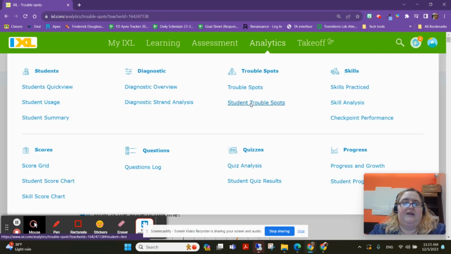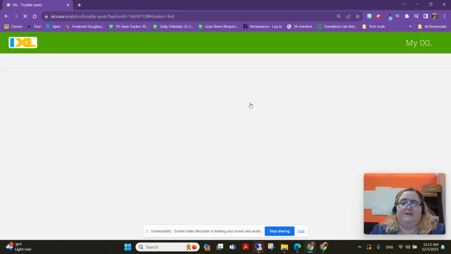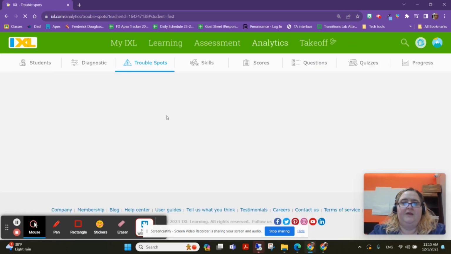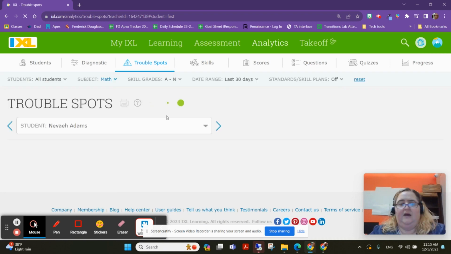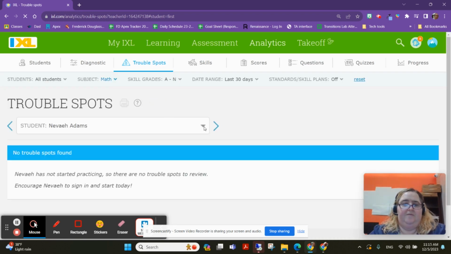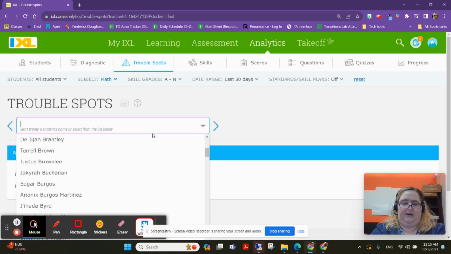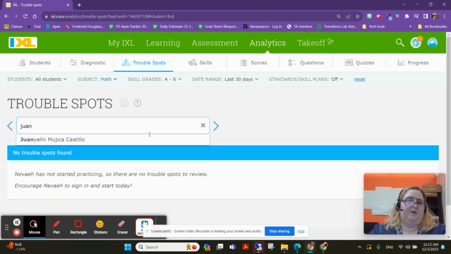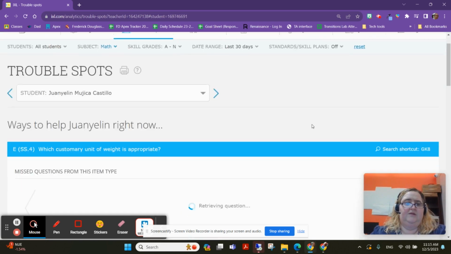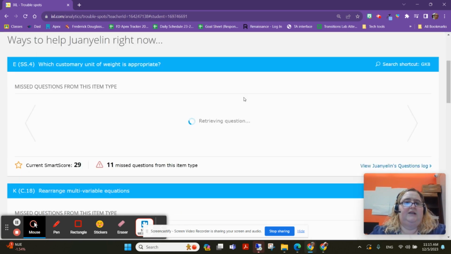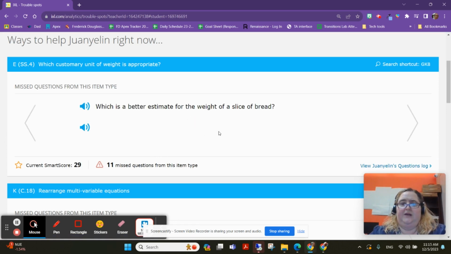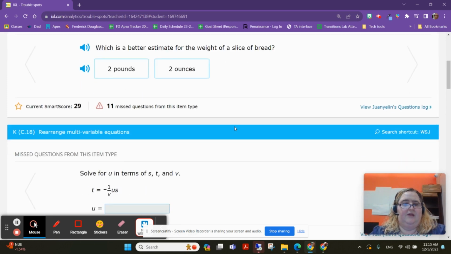So if I go to analytics and do student trouble spots, I can specifically look at a specific student, right? So one student who I know has been consistently working is Wana Lin, and I'm going to go to hers, and I can see some of the questions that she's missed, right? And what specific issues there are, right?